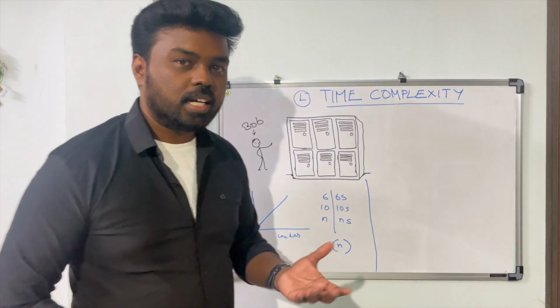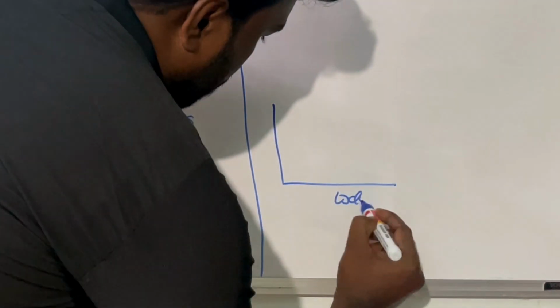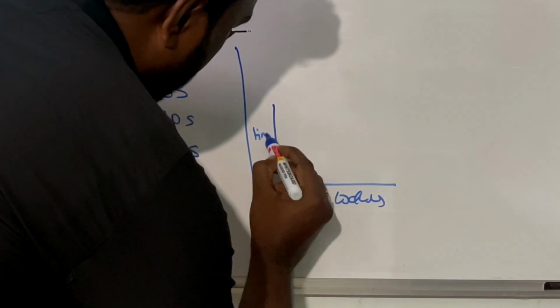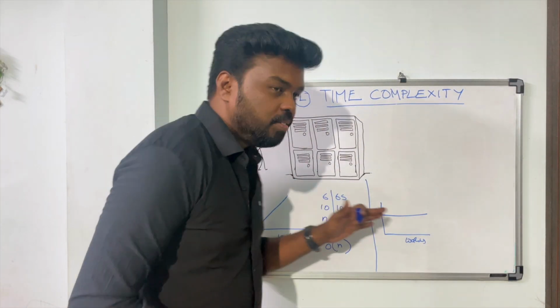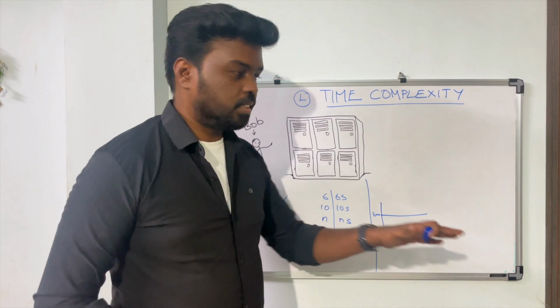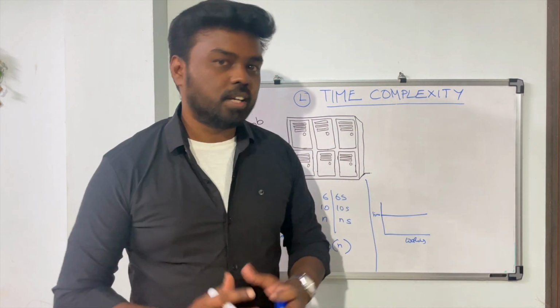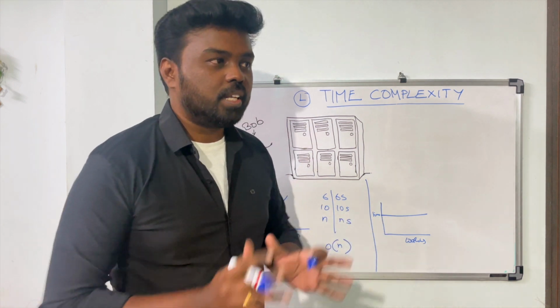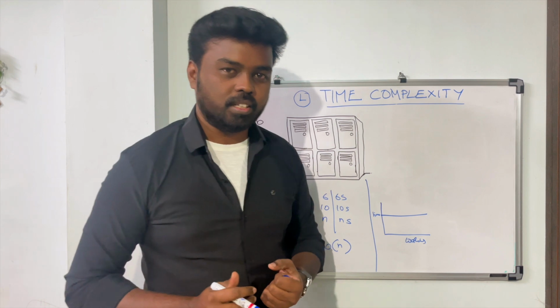So if you try to draw a graph between the number of lockers and the time taken, then the graph would look something like this. Right? Because it is always going to be constant. The time complexity is always going to be constant because it doesn't matter if there are 6 lockers or if there are 1,000 lockers. Bob will directly go to the locker which has the file name attached to it and he will grab the file.